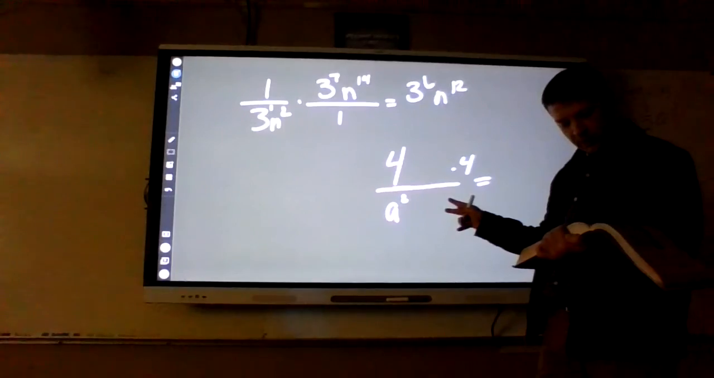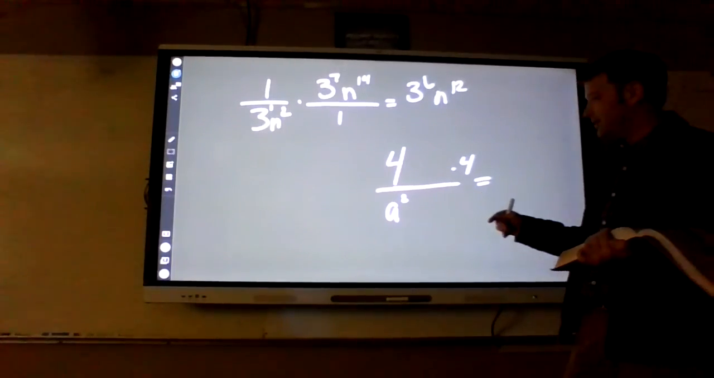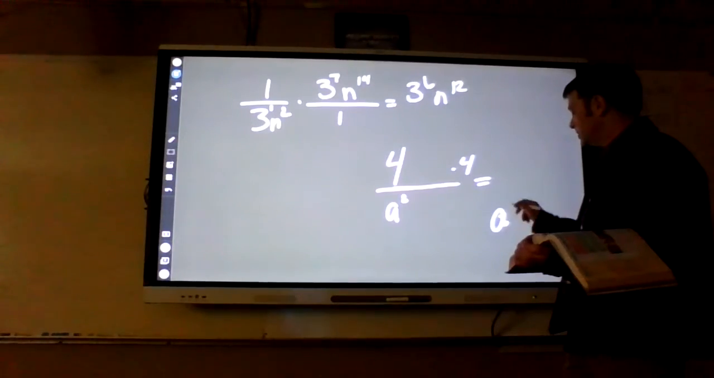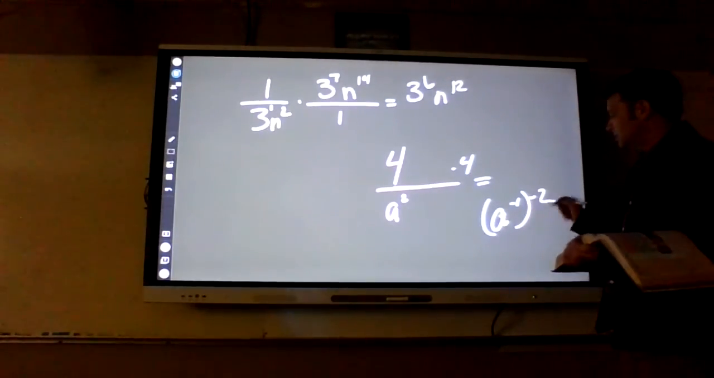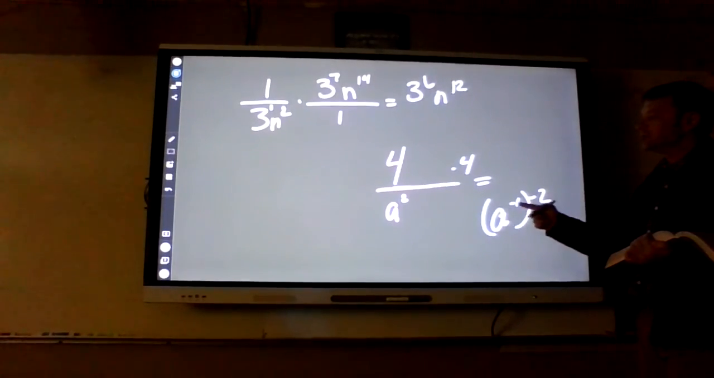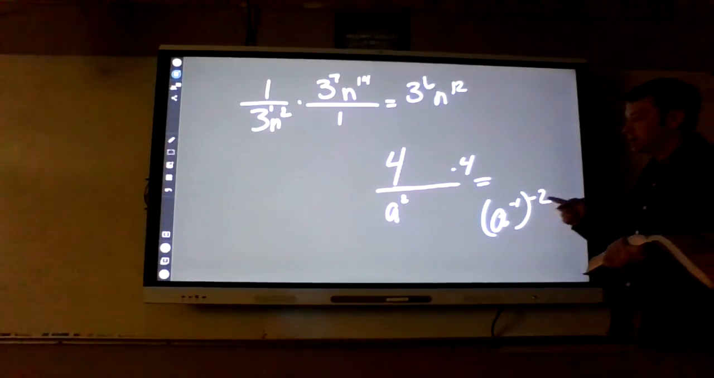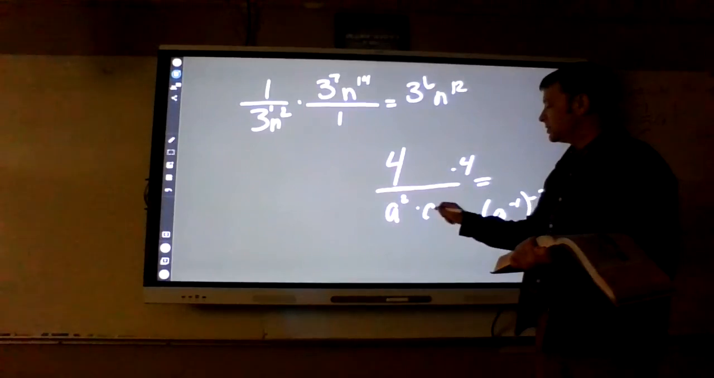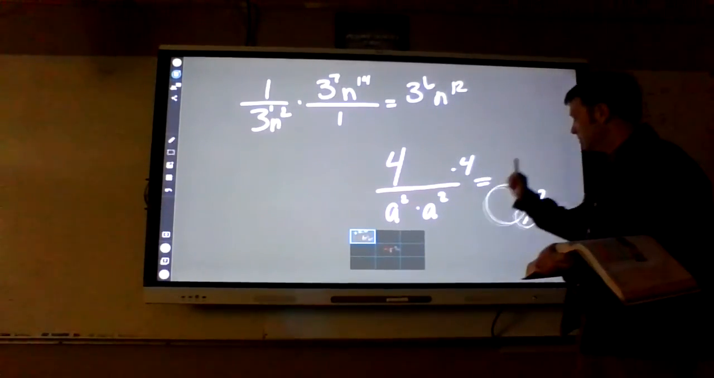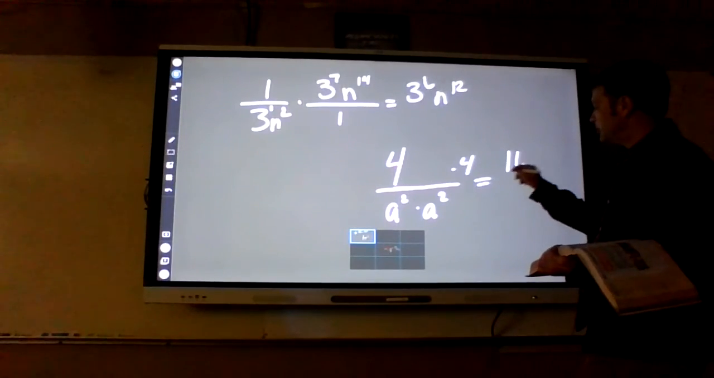And then the bottom also has a to the negative 1 to the negative 2. So what's a to the negative 1 to the negative 2? So there's another a squared down here. So what's on the top? 4 times 4, so 16. And on the bottom, a to the 4th.